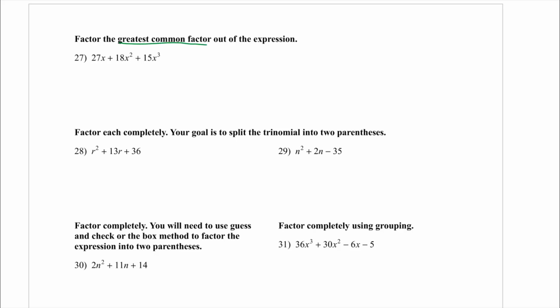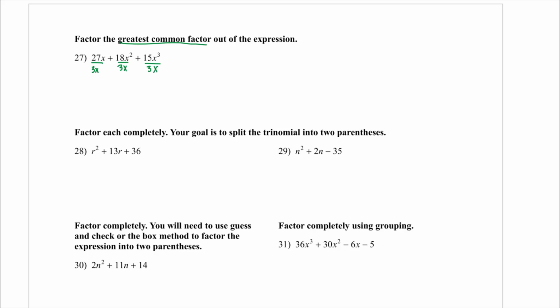We're going to factor the greatest common factor out. So look at these three terms and figure out what you can divide all three of them by. What's the biggest thing that you can divide them all by? I'm seeing a 3, not a 9 because of this, and an x. They all have an x. What we're going to do is divide each of these by 3x.